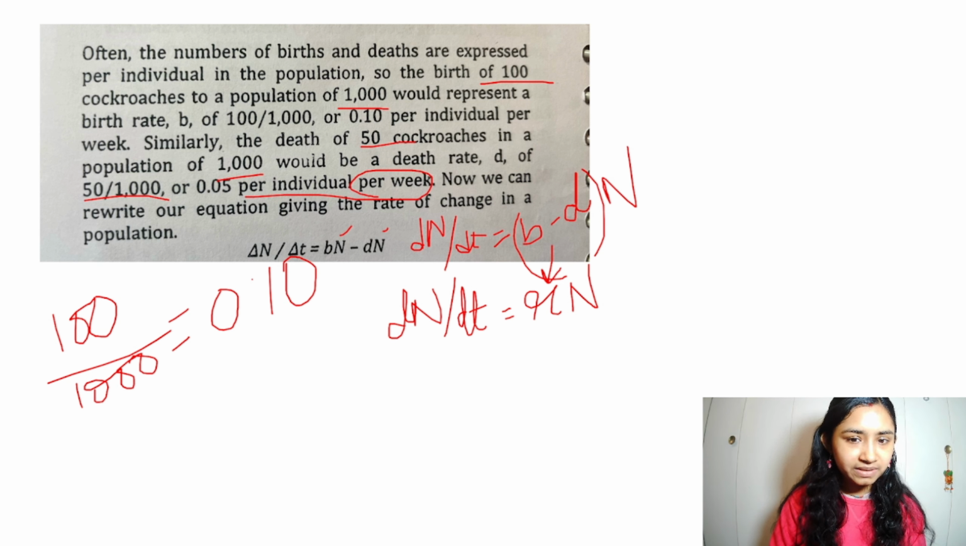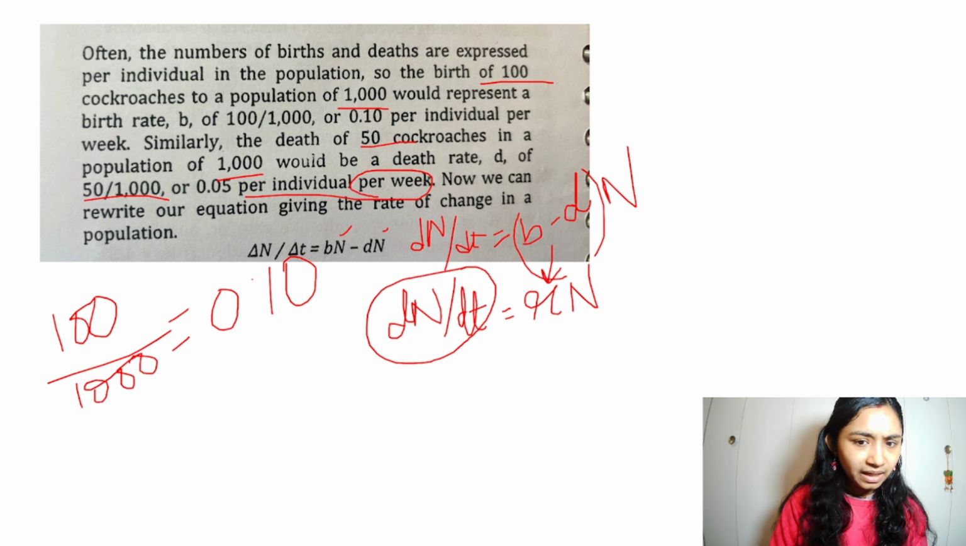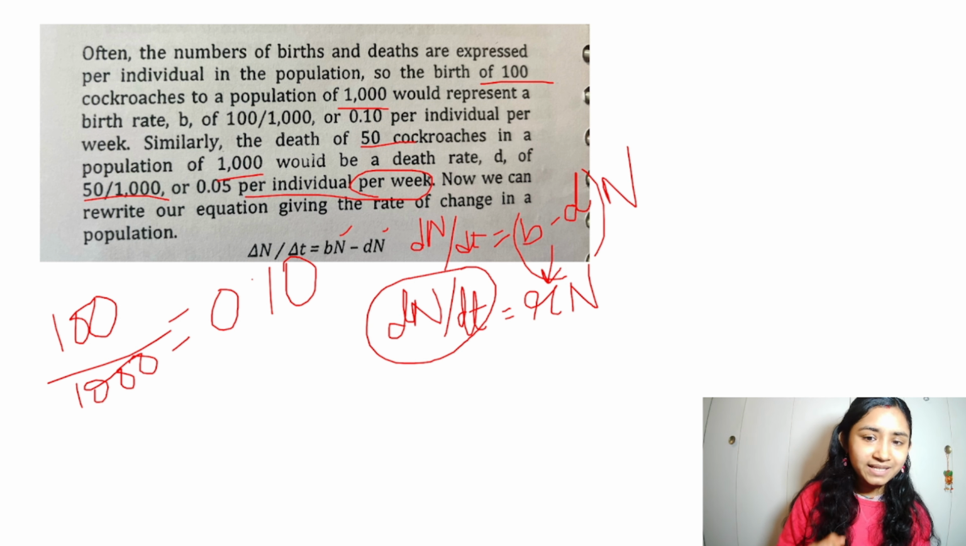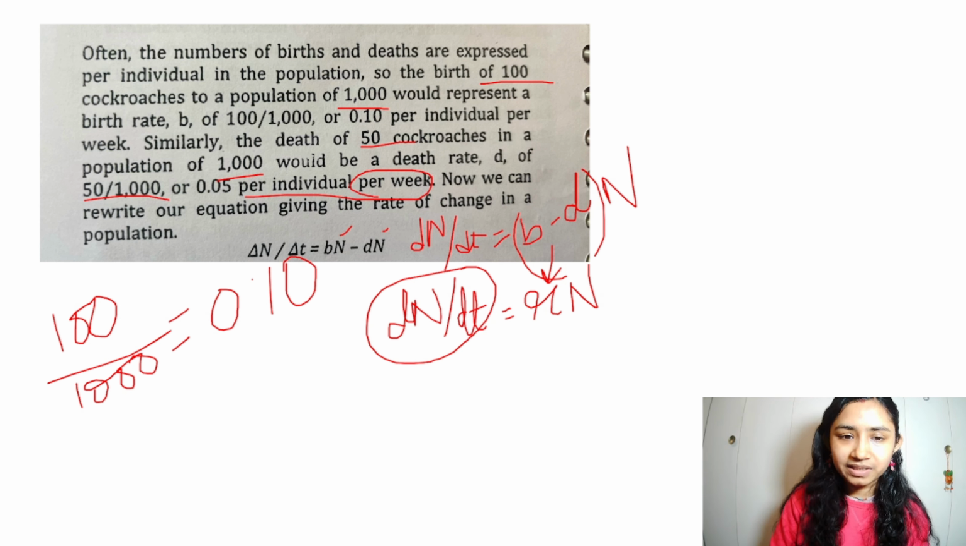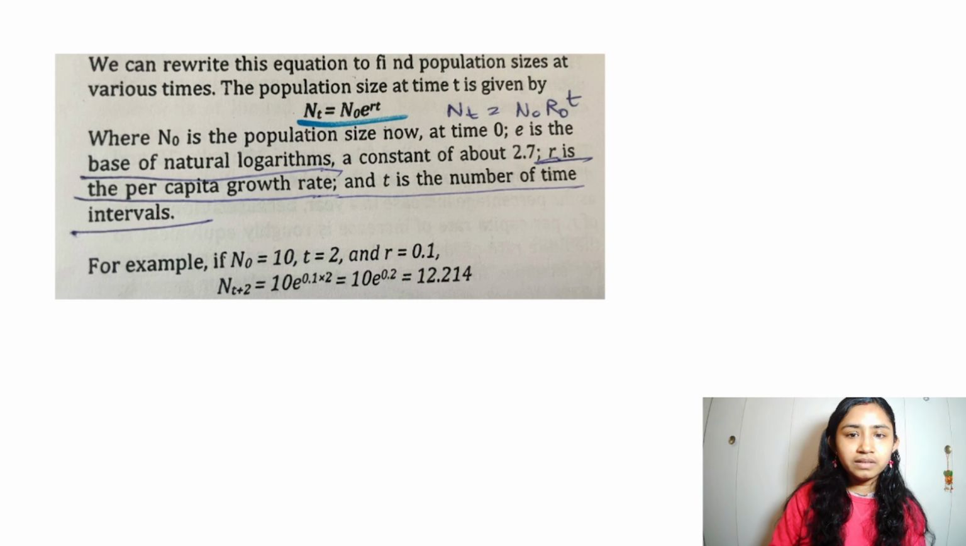What is dN dt? dN dt means change in the number of individuals in the population. So how the population is changing, we can denote as dN dt is equal to rN. r is the biotic potential, or the intrinsic rate of increase, multiplied by capital N. Now dN dt equal to rN, we can also rewrite this equation to find sizes at various times.